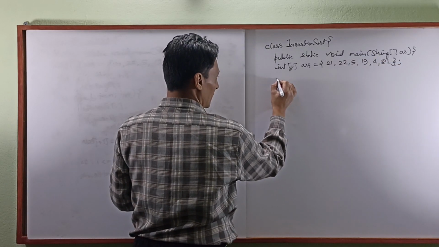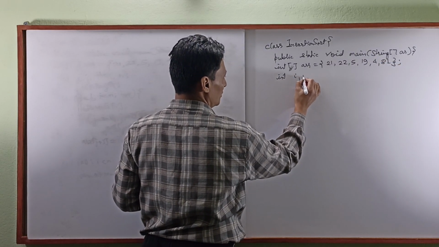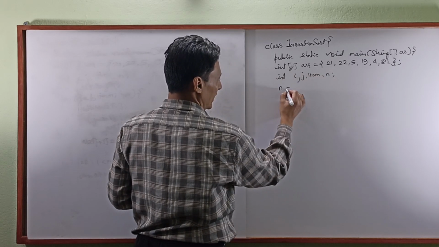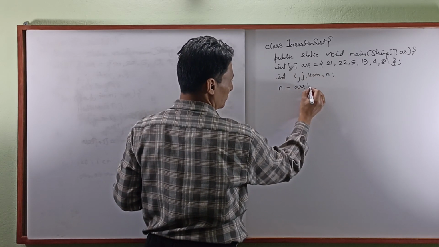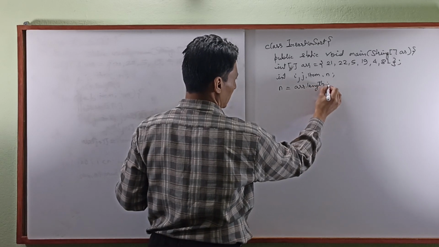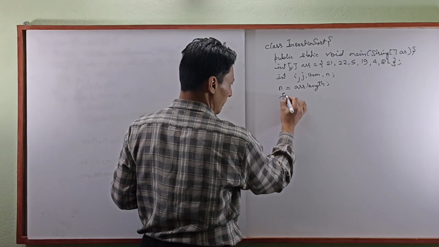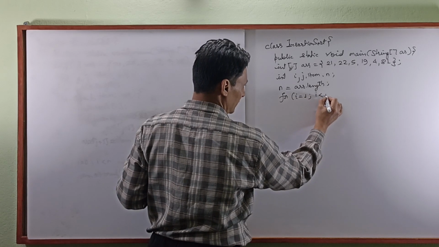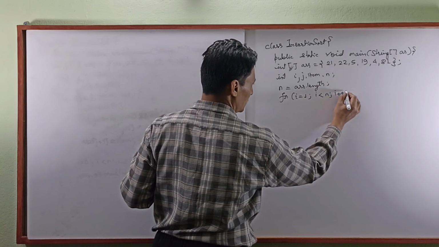Okay, now let's declare some variables i, j, item and n. Let's assign the size of the array to n. Okay, now let's use the loop for i equal to 1, i less than n, i plus plus.